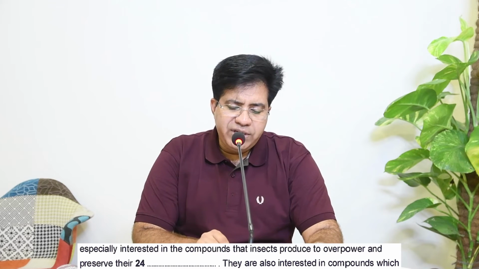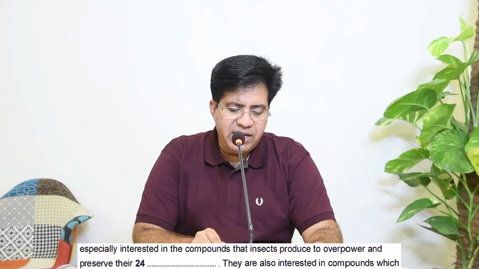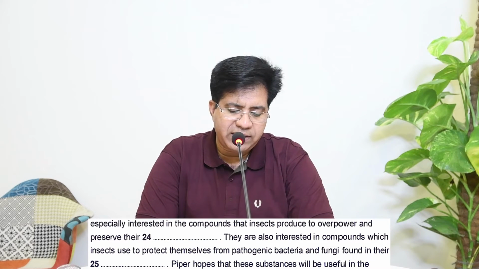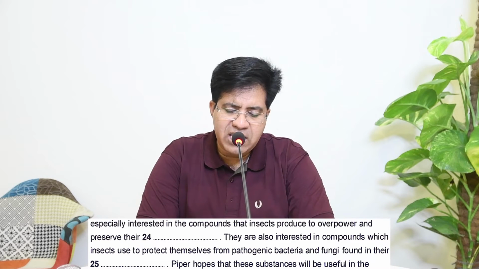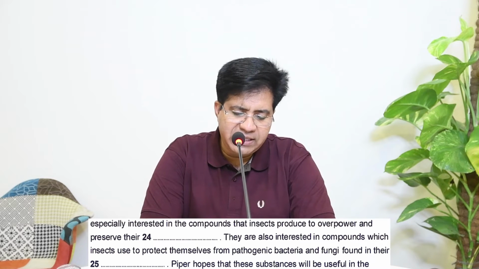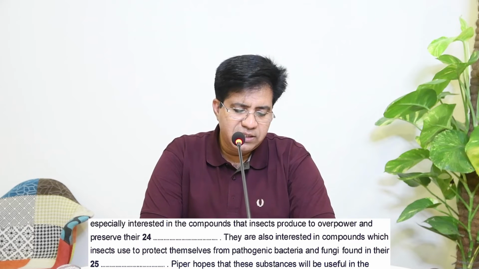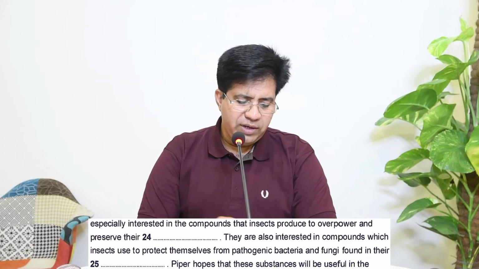They are also interested in compounds. I'm reading question number 25. In compounds which insects use to protect themselves from pathogenic bacteria and fungi found in their dash. Now, clue word is bacteria and fungi found in their. There means what? Insects. So let's go back.